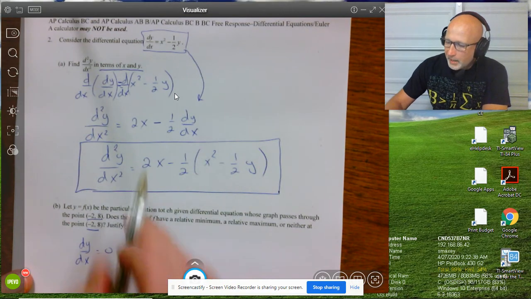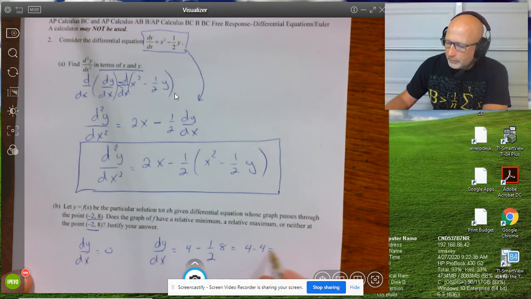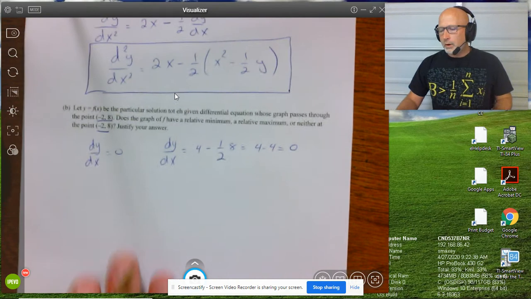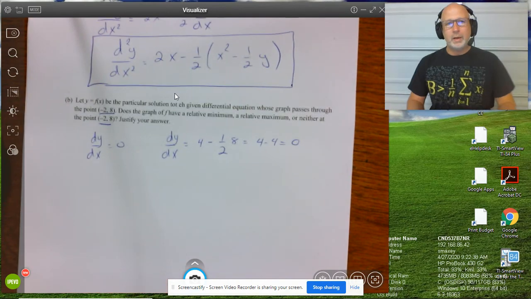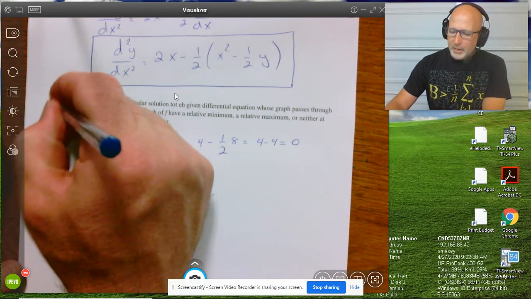So I get dy/dx is equal to x squared, but the x is -2, so -2 squared is 4, minus 1/2 times y, which is 8. This is 4 minus 4, which gives you 0. So perfect. We start off on the right foot. We know that the point (-2, 8) is going to be a critical value. We just need to determine what happens there. So how do I go forward from there and figure it out?